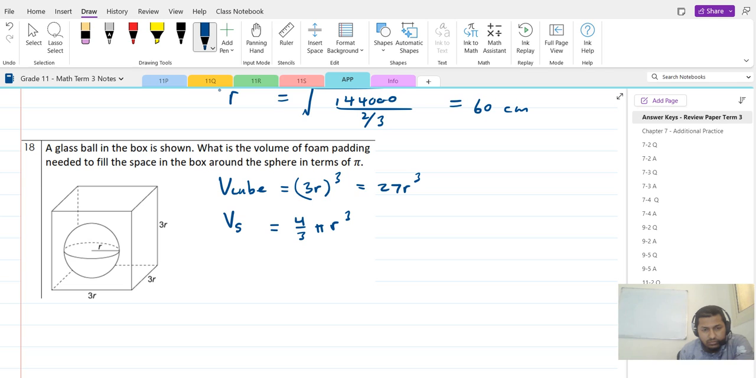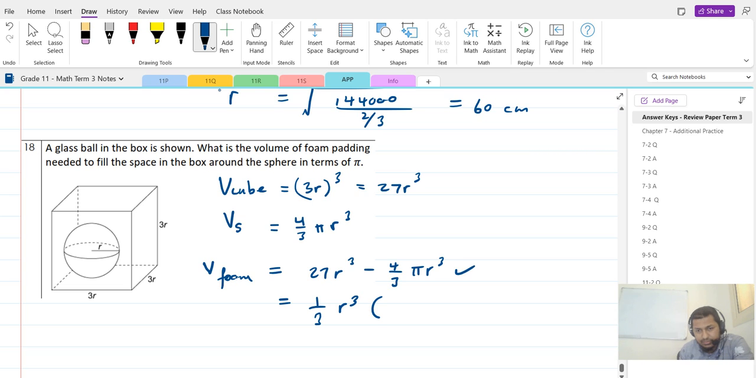So if you take the volume of the foam in terms of r, we want the answer in terms of pi, to fill the space in the box around the sphere. So it's going to be 27 r cubed minus 4 over 3 pi r cubed. So we can take out 1 over 3 r cubed as a common factor, right? Or you can leave your answer like this, is perfect.